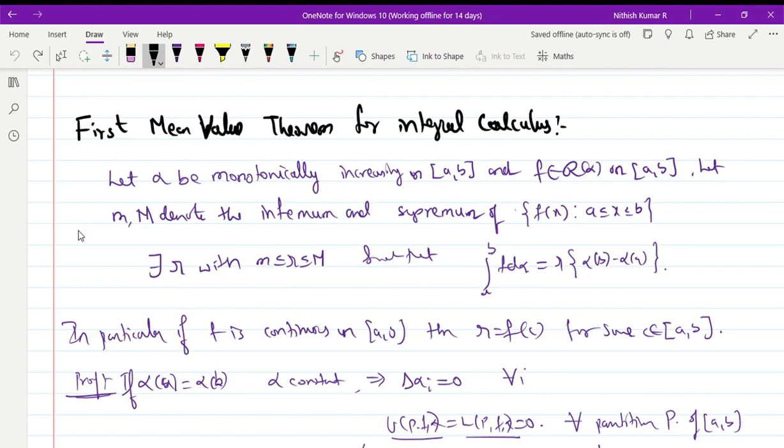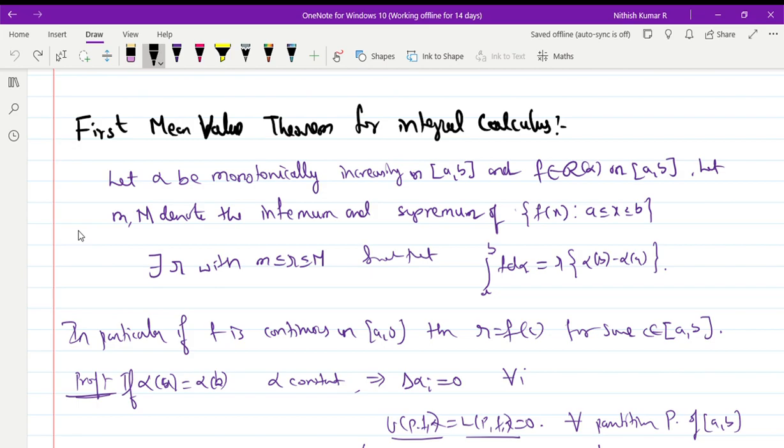We are discussing the Riemann-Stieltjes integral, and in the last class we saw the first mean value theorem for integral calculus. That is, let alpha be monotonically increasing on the closed interval [a, b], and f belongs to R of alpha on [a, b], that is, f is Riemann-Stieltjes integrable.